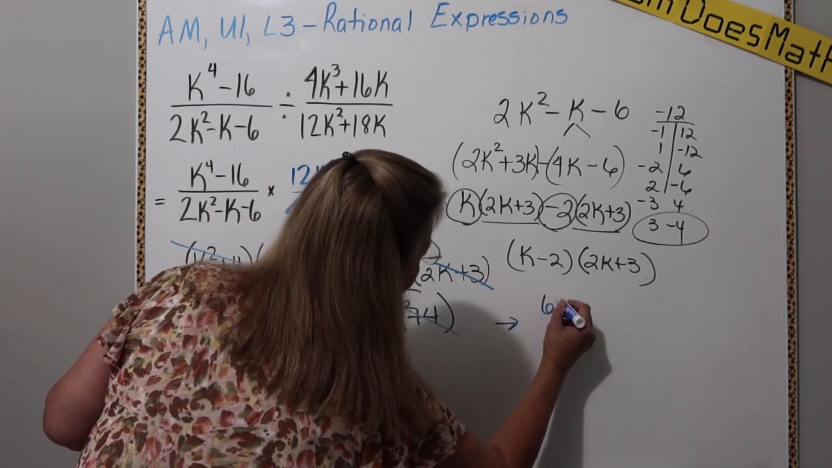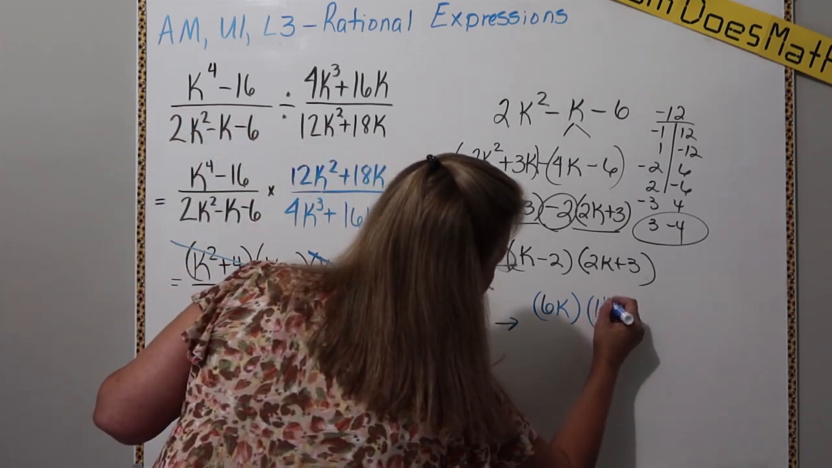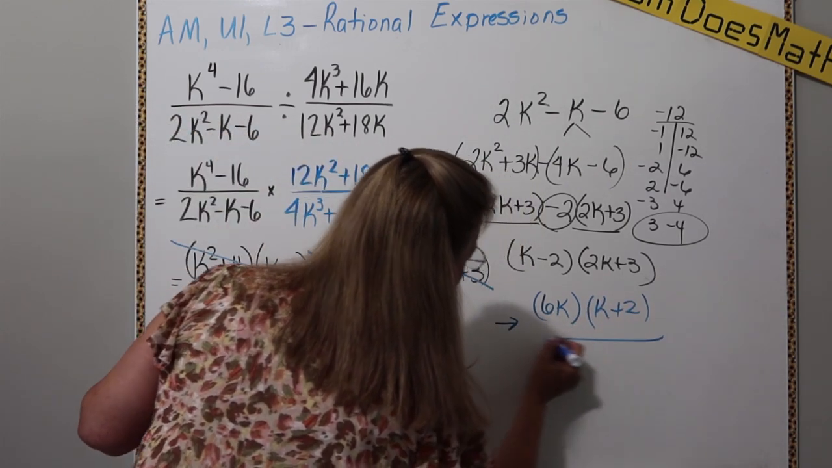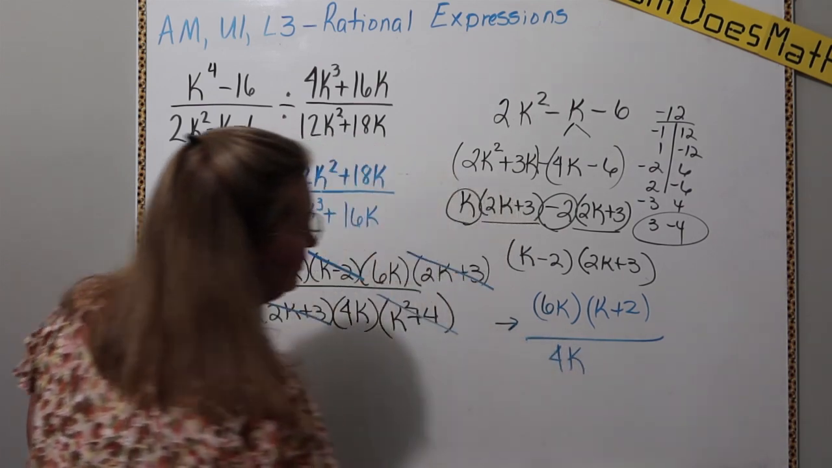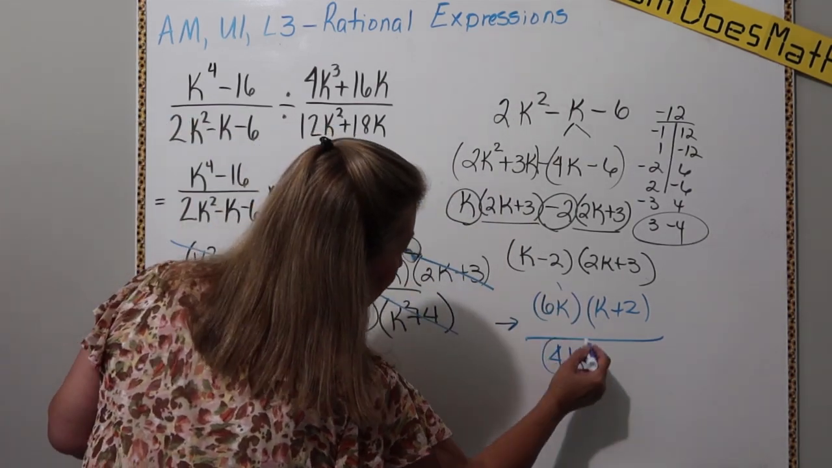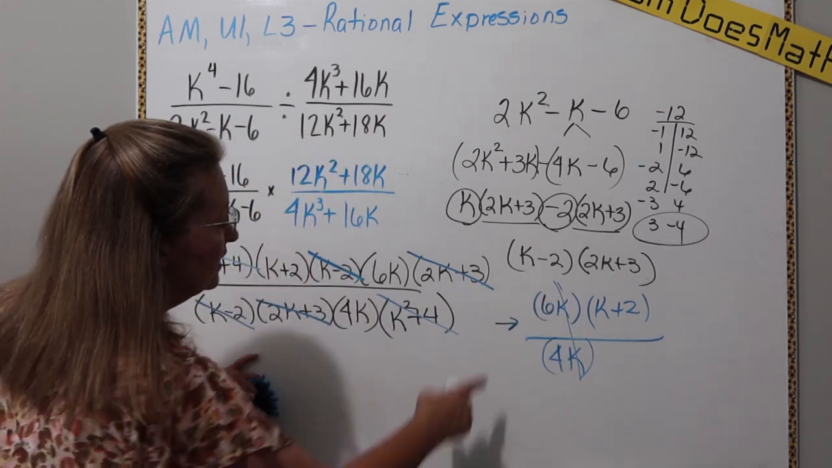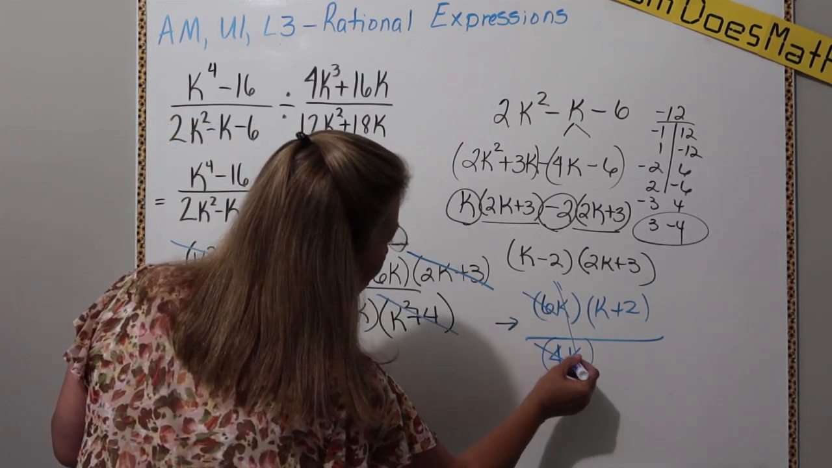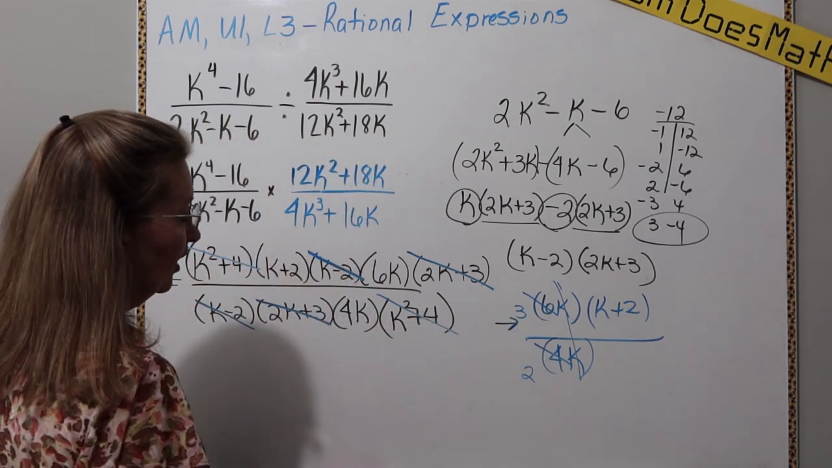So what I have left on the top is that 6k and k plus 2 over this 4k. So you see, these are factors now. You can cancel. The k's cancel out. 6 over 4 will reduce down to 3 and 2. Both of them will divide by 2.